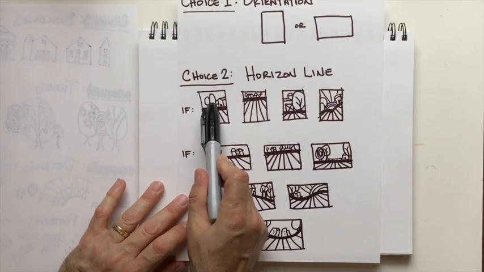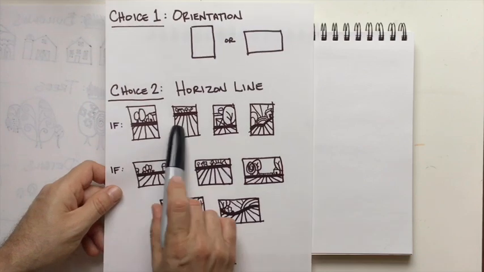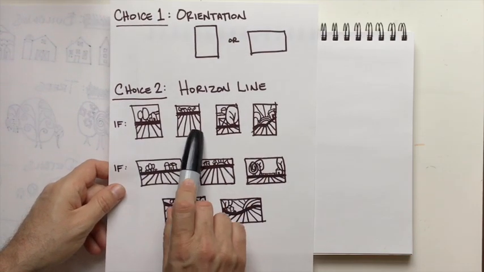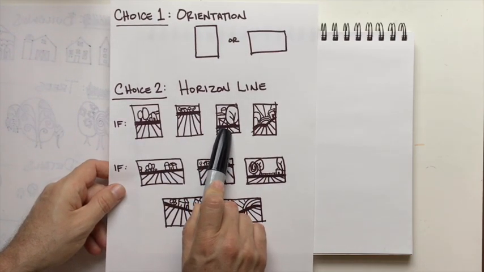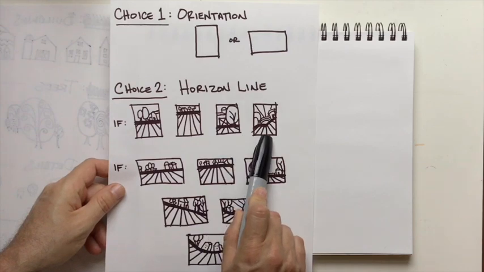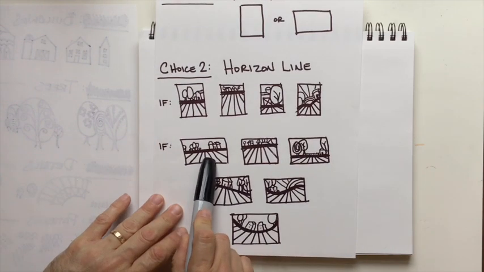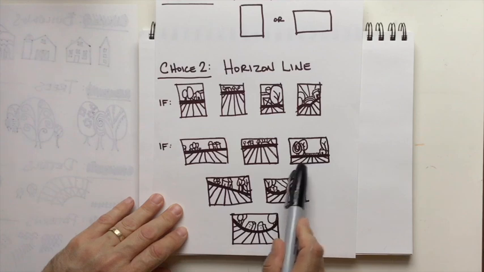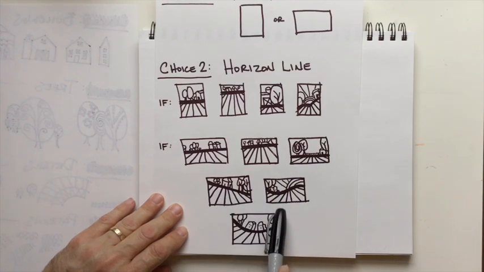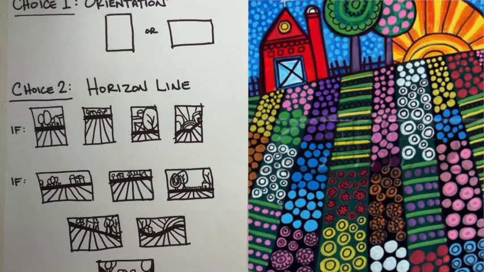The next choice you get to make is where are you going to put your horizon line? I've shown you in choice 2 that you can put your horizon line in the middle of the paper, towards the top of the paper, towards the bottom of the paper, or you can even make a crazy wiggly horizon line. If you put your horizon line at the top of the paper, your houses and buildings and trees will be smaller and there will be more focus on the flowers. If you put your horizon line at the bottom of the paper, your houses and trees will be larger and your fields will be smaller.